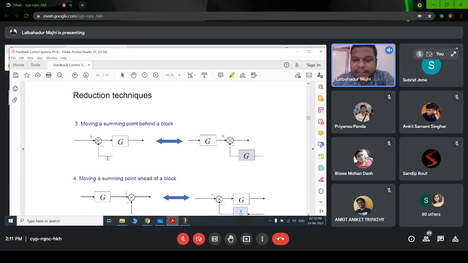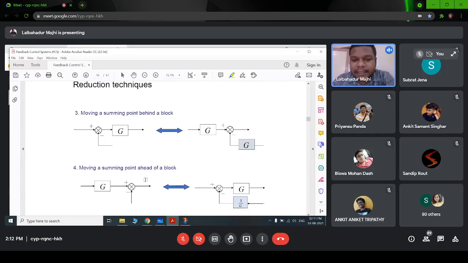Suppose nothing else is given, suppose this is 0, right? That is why the output of this summing point should be the same if we move it behind or ahead of this block. So if we have to move this summing point behind a block, then we have to add another block in the negative feedback path. Similarly, if we have to move the summing point ahead of this block, then we have to add a 1 by G block in the feedback path.